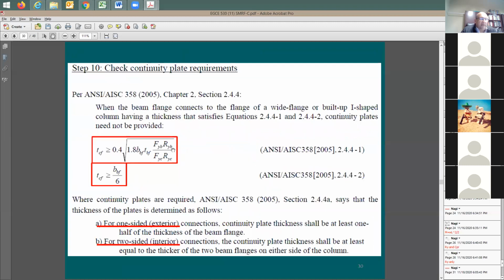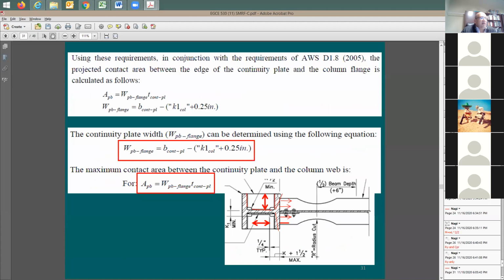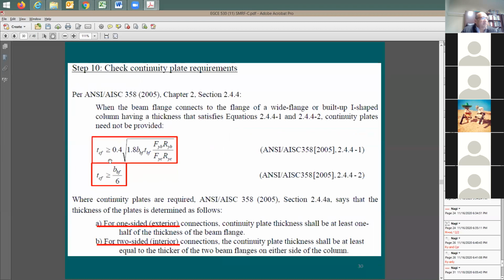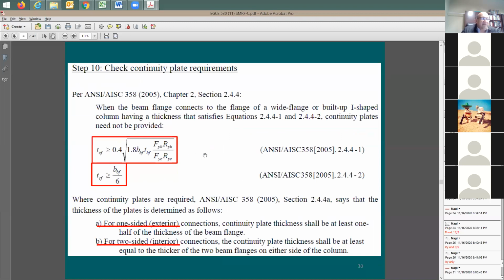Once you do this check, and you have a very thick column flange, in this case you don't really need to have a continuity plate. So this is too big, right? This is why when you look at this, it says continuity plate not need to be provided. And this makes sense; it goes with our discussion. We said if the column flange is too thick, which means it goes beyond this requirement, you don't really need to have a continuity plate. You don't need it here. But if not, you need to have it.